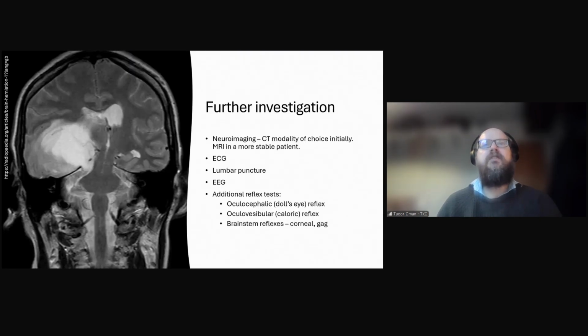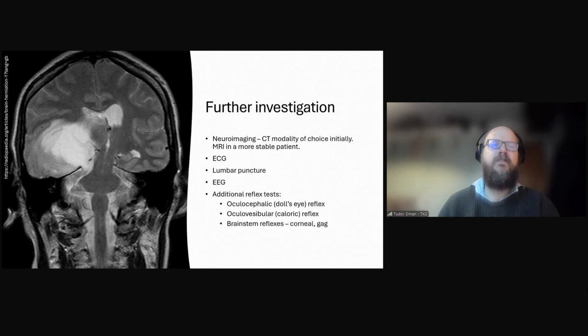Further investigations are obviously neuroimaging. CT modality is the first choice initially, because you can get it quickly. It doesn't take as long as an MRI. And when you've got an unstable patient you're still trying to stabilize, CT is what you can choose. It also allows for repeated imaging over time. MRI gives you more specific structural information and more prognostic information, but takes a little bit more planning.